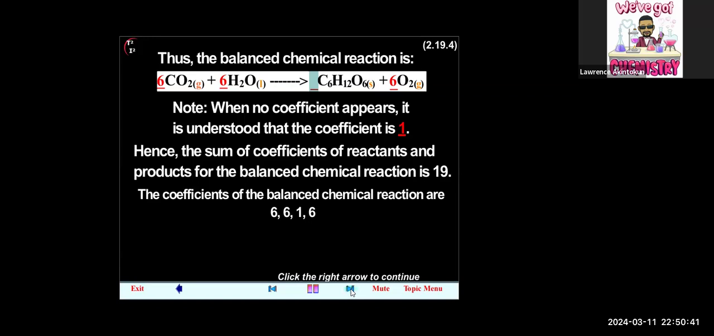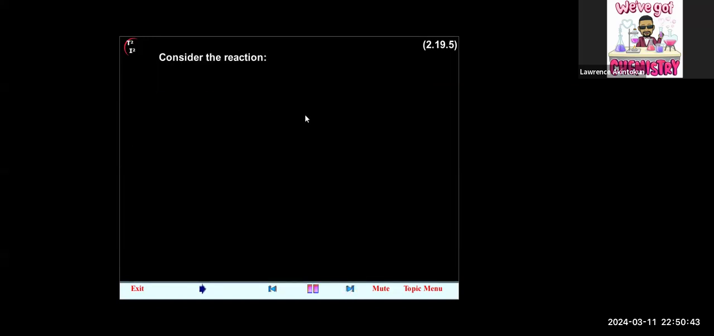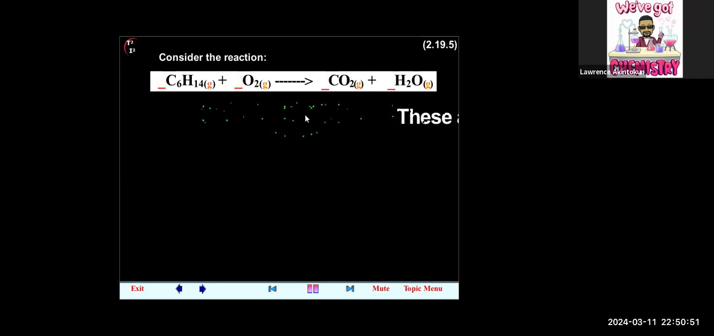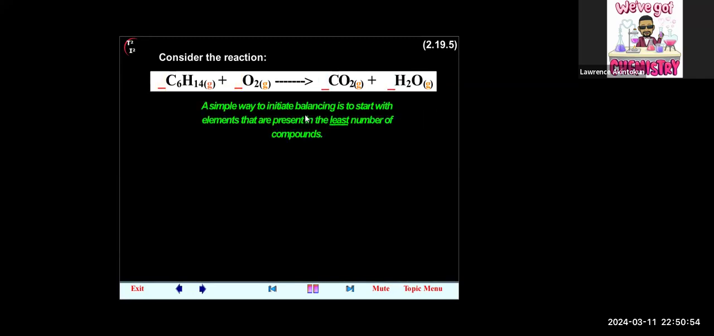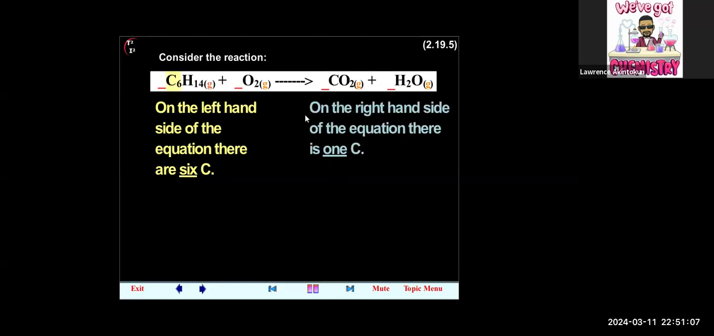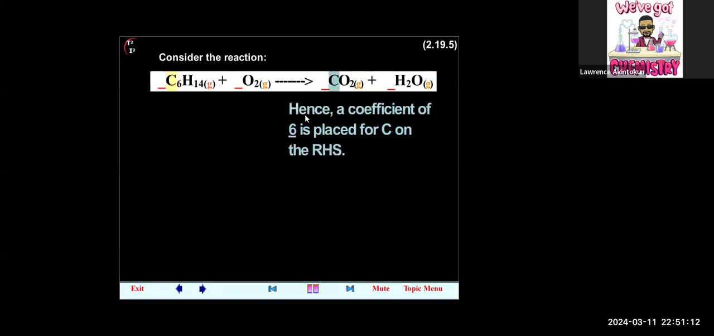Let's do some interactive activity. Consider the reaction. These are the coefficients. A simple way to initiate balancing is to start with elements that are present in the least number of compounds. On the left-hand side of the equation, there are 6 C's. On the right-hand side of the equation, there is 1 C. Hence, a coefficient of 6 is placed for C on the right-hand side.